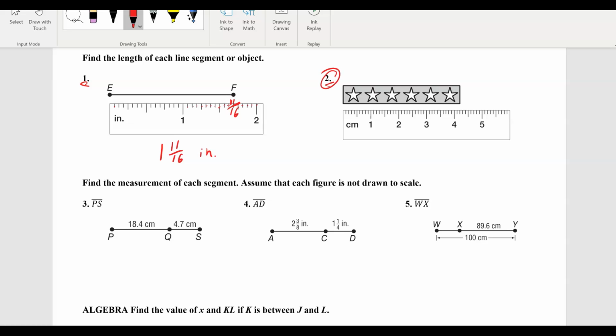Answer this in the Edpuzzle, but these are centimeters now, so they're not divided into 16ths. These are just tenths. Each little tick mark is a tenth. How long is this bar here, all the way up to here? What is that length? Answer that in your Edpuzzle.